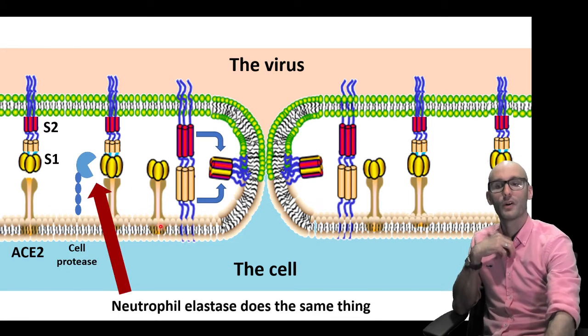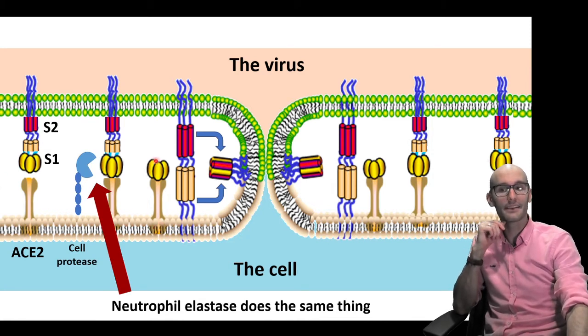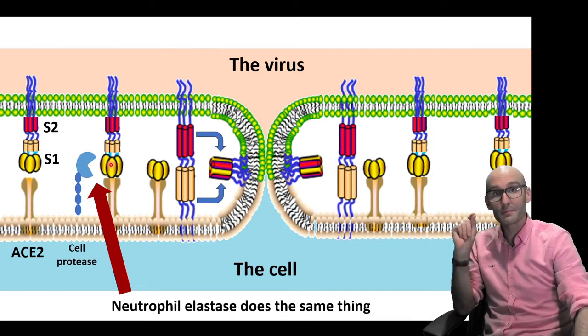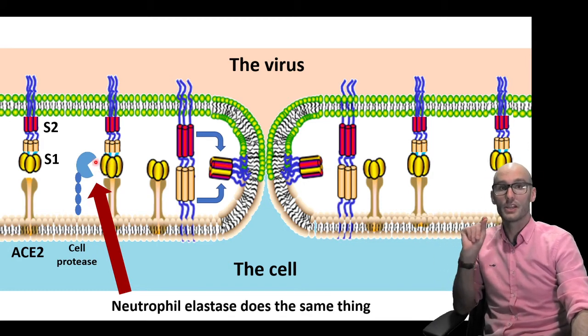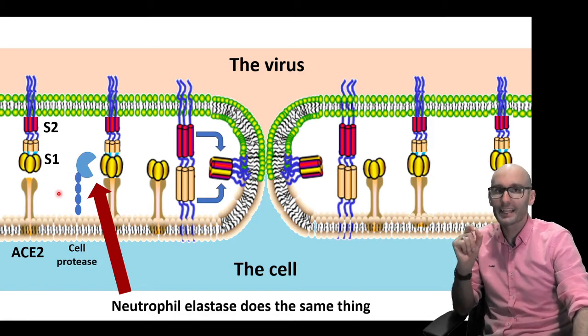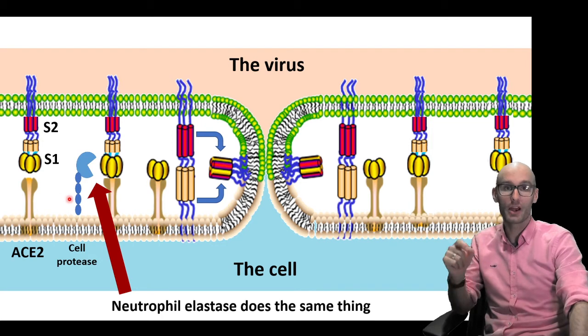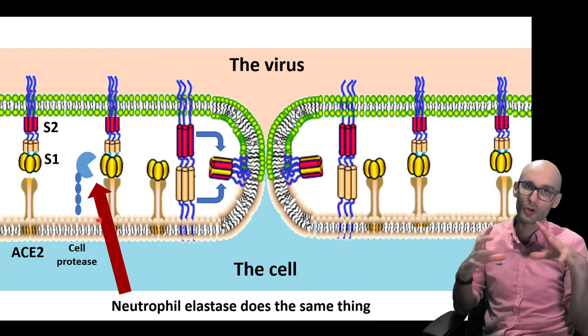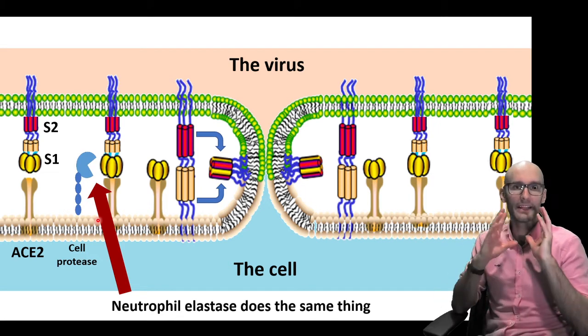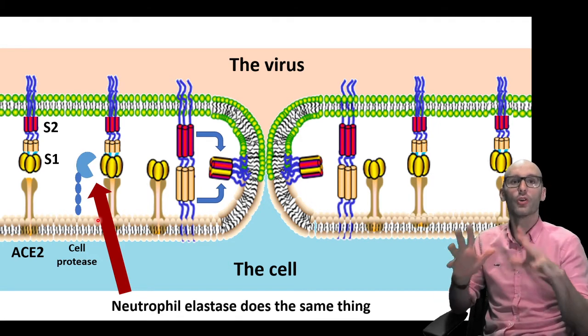What they found was the neutrophil elastase does this process. It cleaves off the S1 subunit of the spike protein. So it is priming the virus to enter the cell. So perhaps neutrophil elastase makes things worse by allowing viral infections. But there's also, of course, this other factor that's going on, that neutrophil elastase and myeloperoxidase are non-specific.